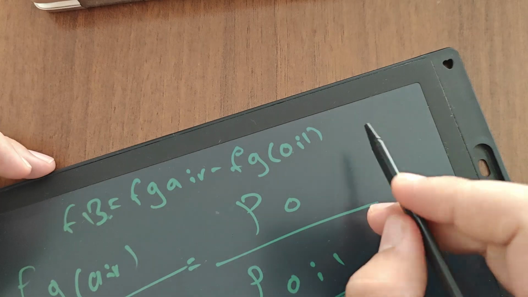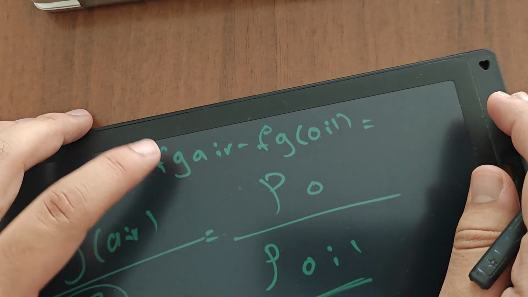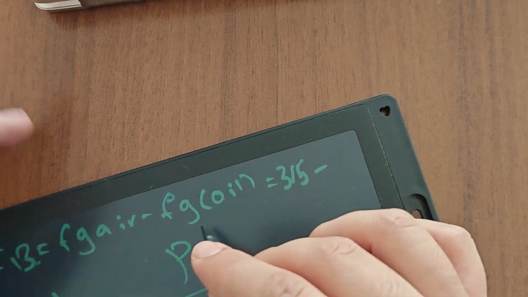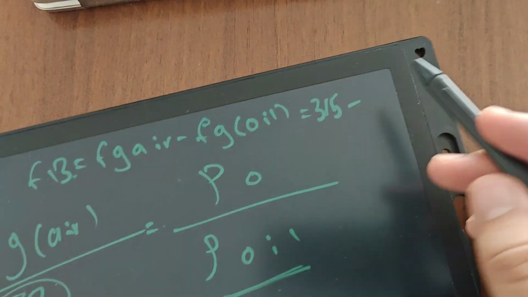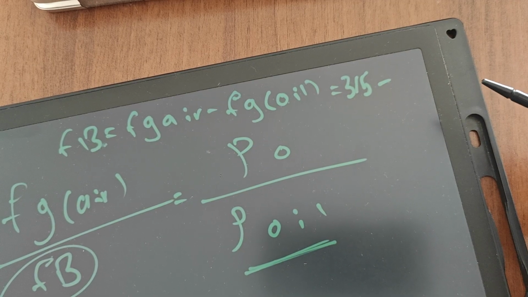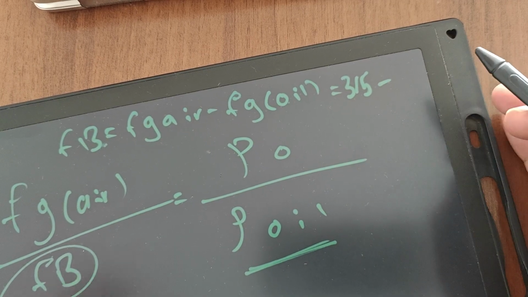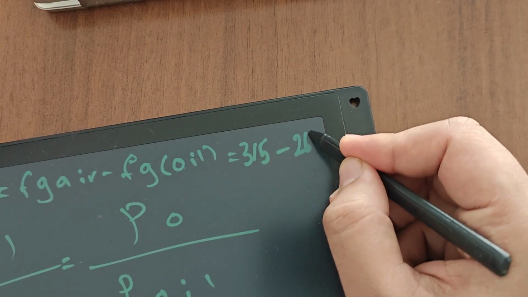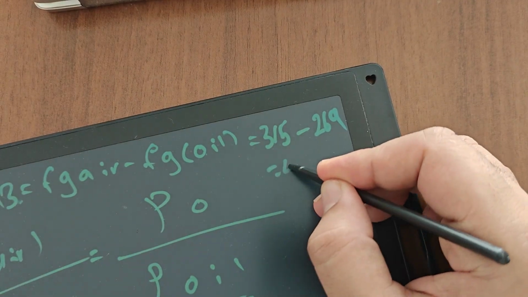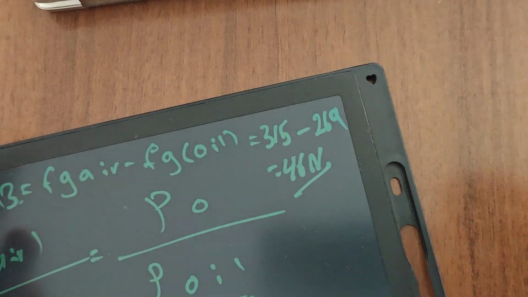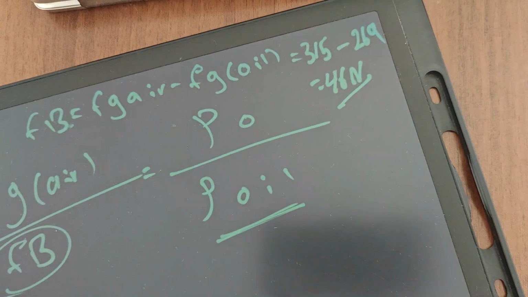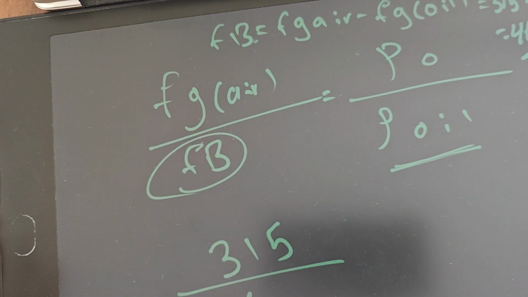Oil. Good. Fg of the object in air is again the same thing, 315, but minus Fg of the object in oil. What was the value of Fg of the object in oil? It is equal to 269. Subtract both of them, and the answer is 46. This is the buoyant force when the type of liquid here is oil.